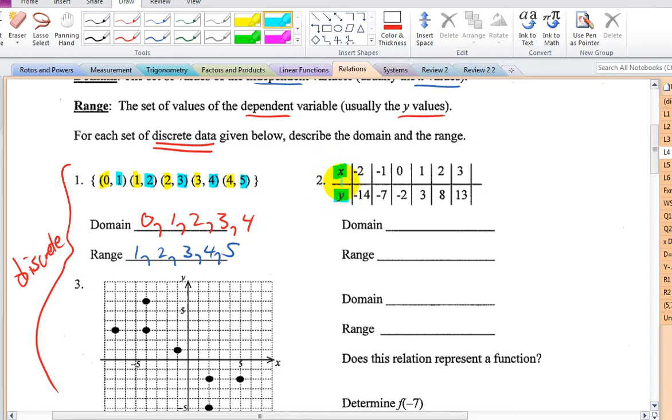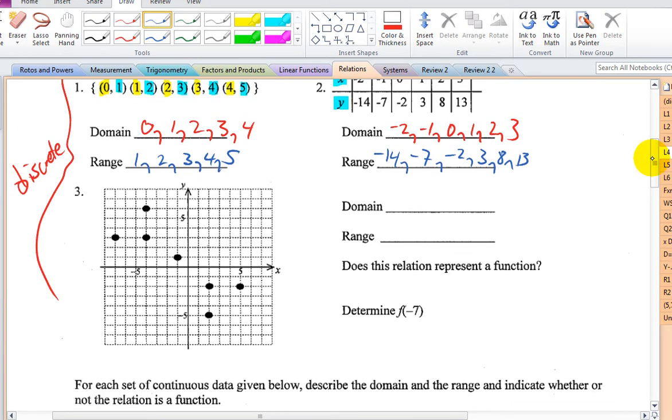Please list the domain and range for number 2. Go. Okay, any questions about domain and range for number 2? Now number 3, okay, it's in a graph, who cares? List your domain. Domain is your x values. So simply start on the left and go to the right. Don't double up.